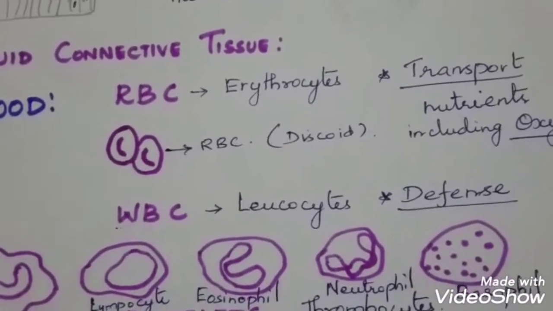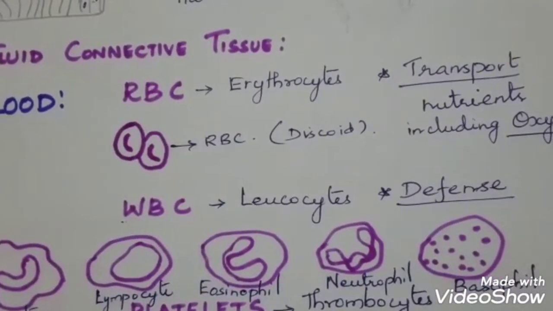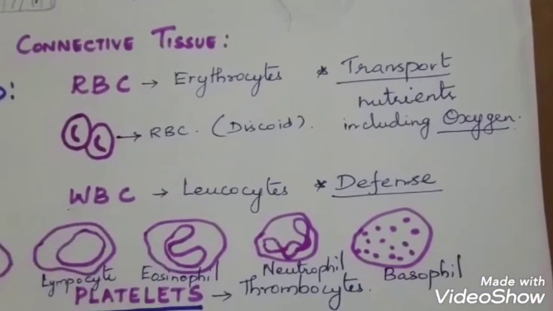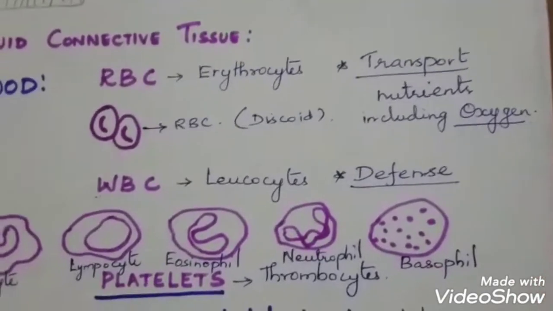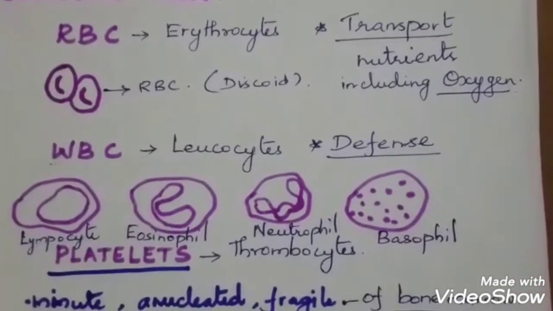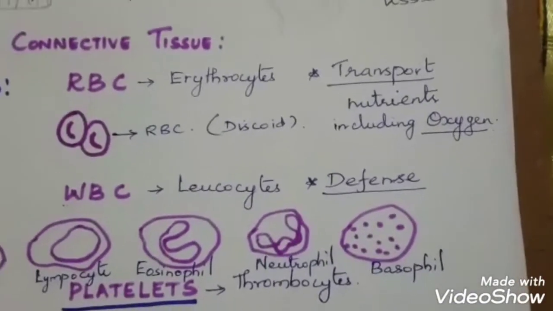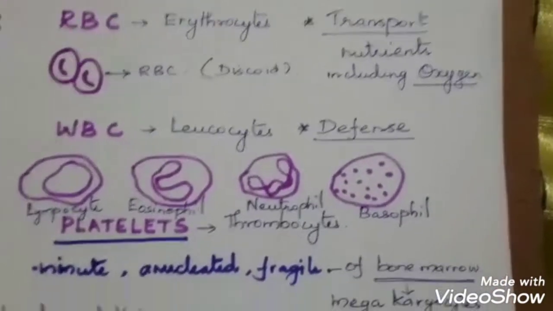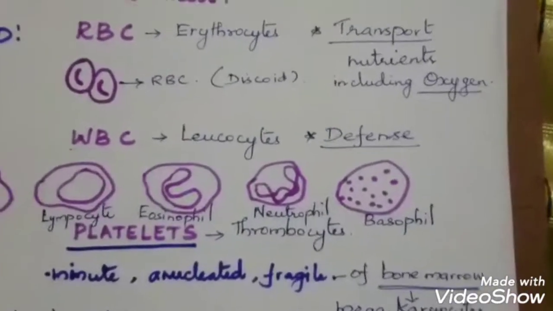Erythrocytes, as they are known, contain hemoglobin as an oxygen carrying pigment. Their function is to transport nutrients including oxygen. They transport oxygen from the heart to all parts of the body.